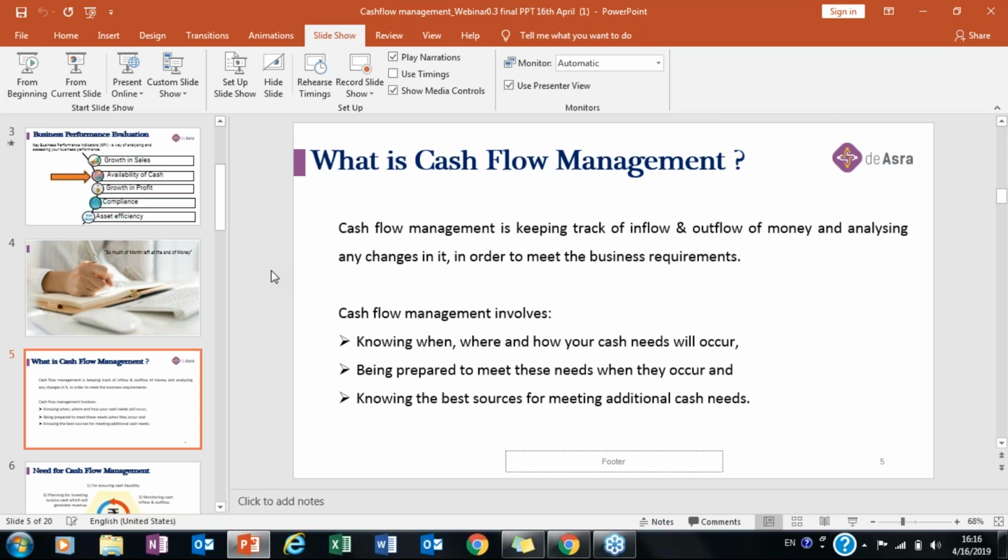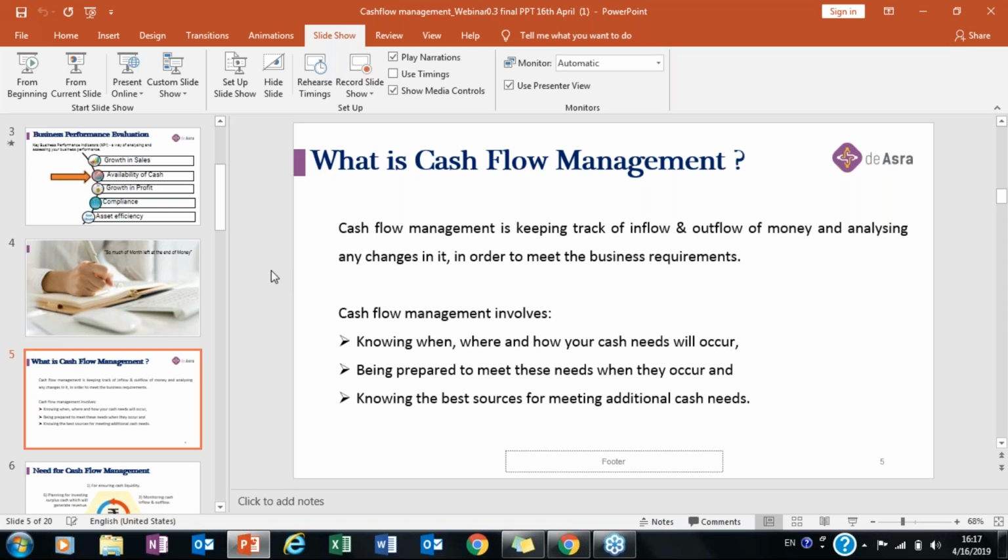So in this statement, we can see there are three aspects. One is that cash flow management is keeping a record or tracking of your inflow and outflow of money. So what is record keeping or keeping track of inflow and outflow? Basically, inflow is all the money which is flowing inside, and outflow is all the money or all the expenses that you're incurring.